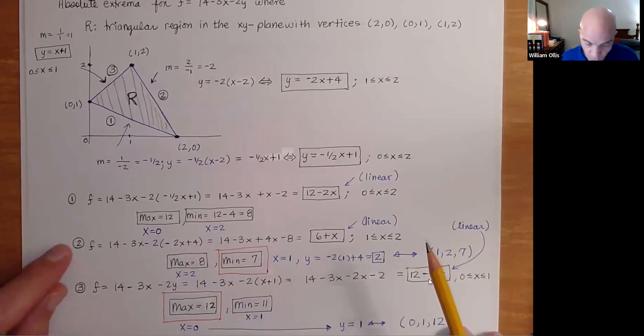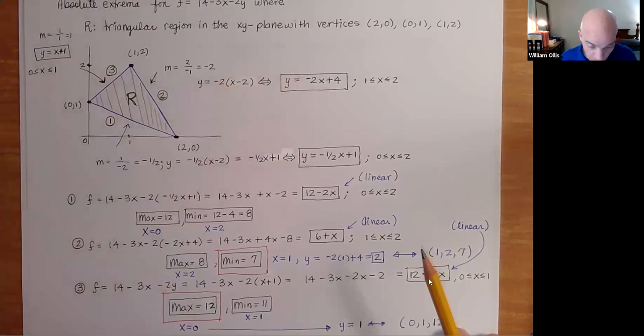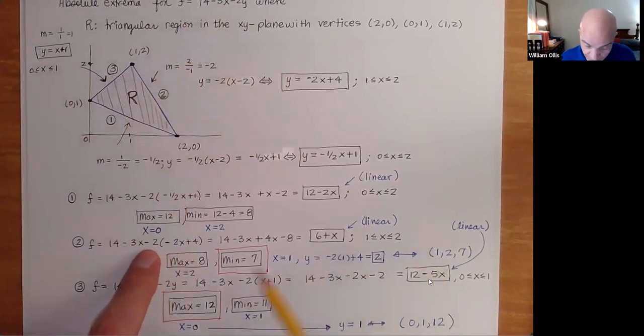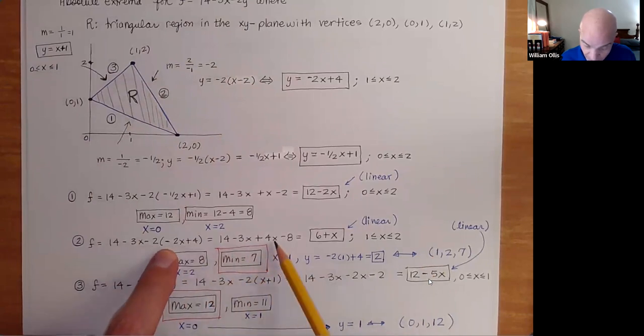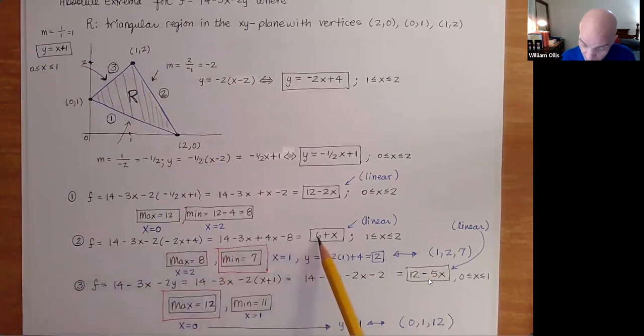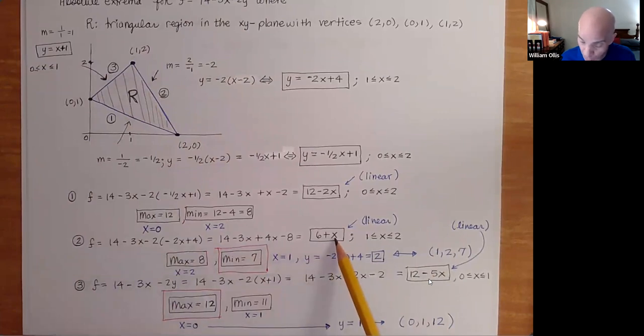Now for number 2, again, y is negative 2x plus 4. So everywhere we have the y, we substitute that. And so that's going to give us a negative of 4x and also a negative 8. So if we combine the terms, this is going to give us a 6 as a constant term, and then of course an x as the variable term. But now this is an increasing function, so the maximum will occur at the right endpoint and the minimum will occur at the left endpoint.